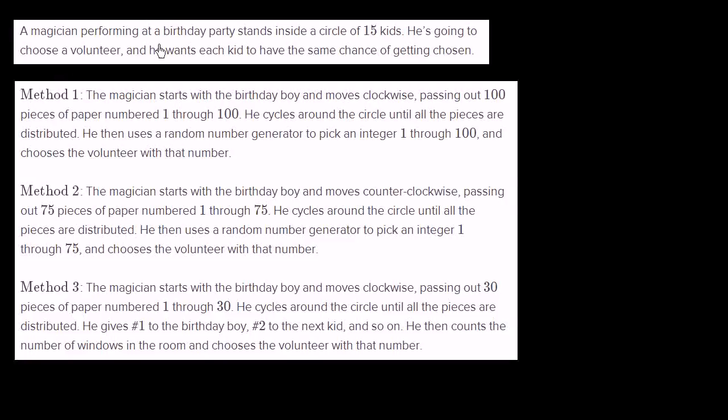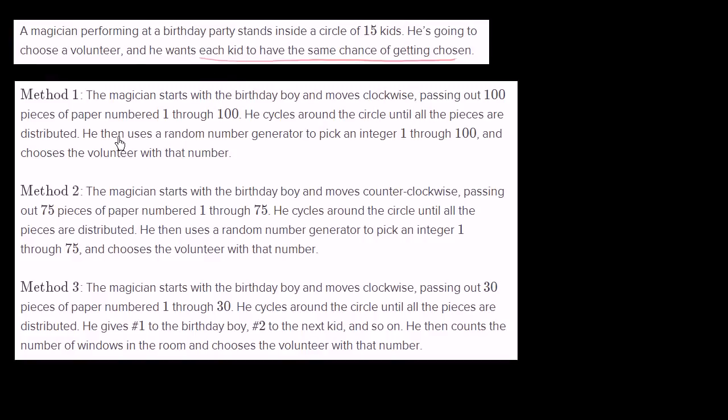A magician performing at a birthday party stands inside a circle of 15 kids. He's going to choose a volunteer, and he wants each kid to have the same chance of getting chosen. Fair enough? Now, we have three methods by which he can do it, and let's think about whether each of these methods is fair, where each kid does have the same chance of getting chosen. And if they're not, if they don't lead to each kid having the same chance of getting chosen, think about why that is the case.